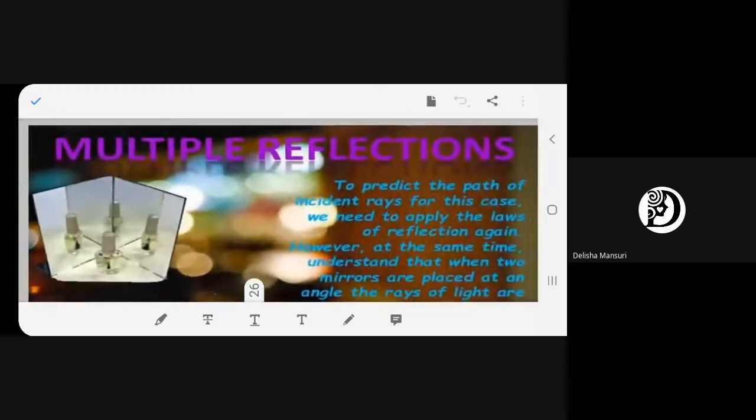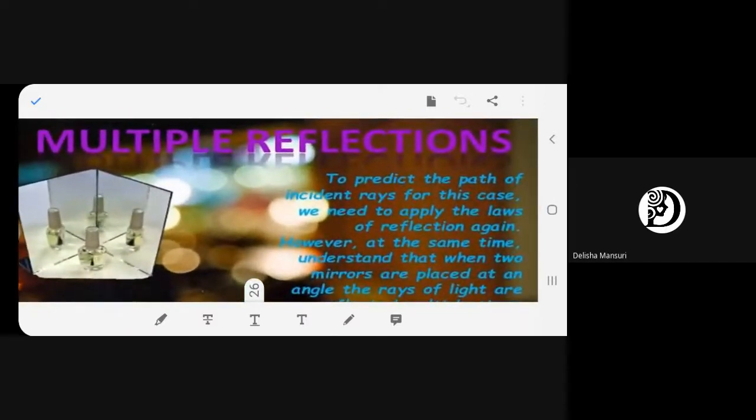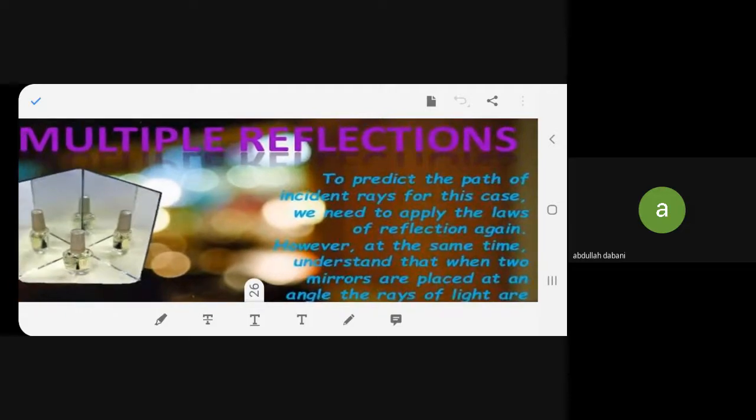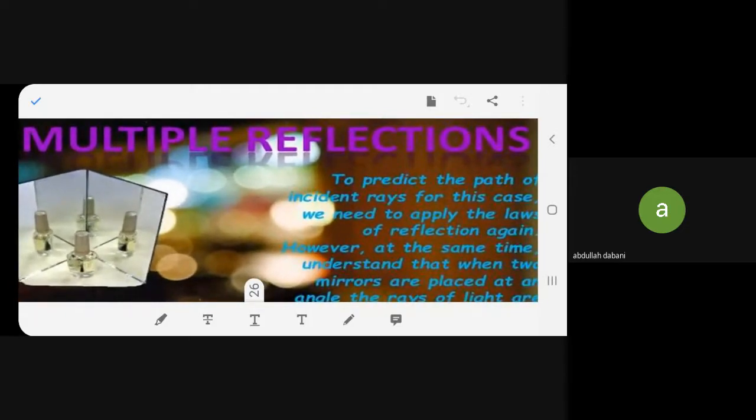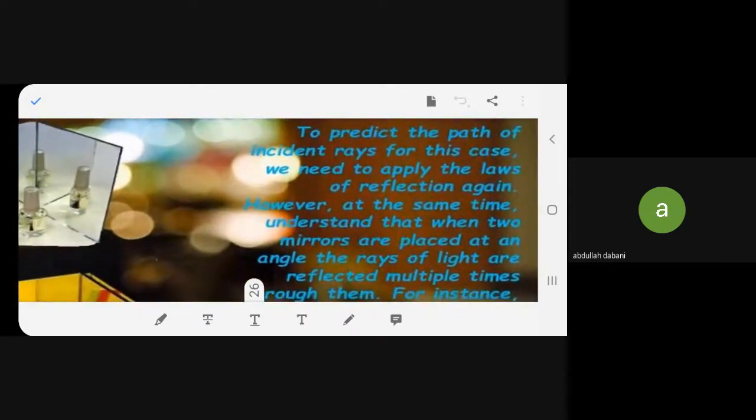Now we are going to work on multiple reflections. What is multiple reflection? Let's see. So far we have done only one reflection, isn't it? Now we are going to see many more reflections. Not one, but many more reflections. And that's called multiple reflection. Please read. Multiple reflections to predict the path of incident rays. For this case, we need to apply the laws of reflection again.